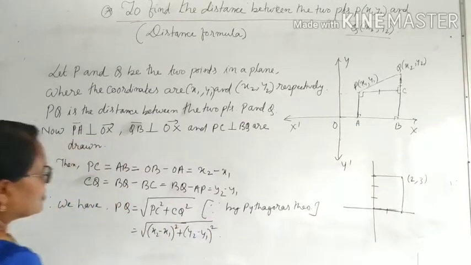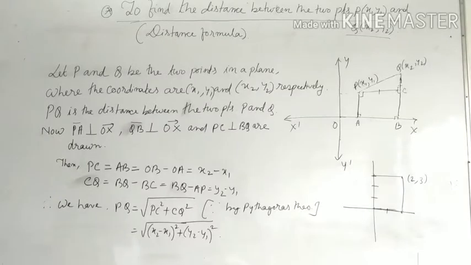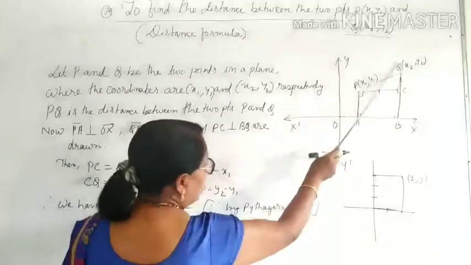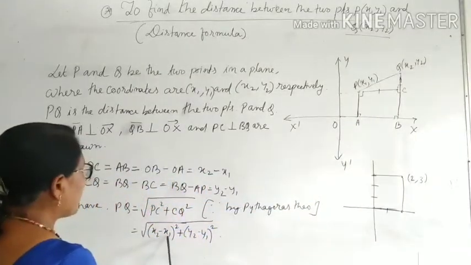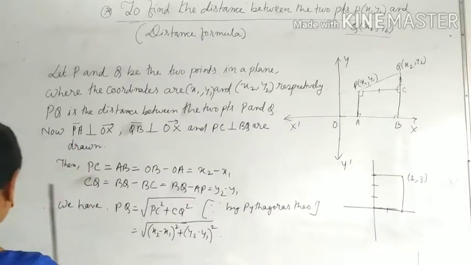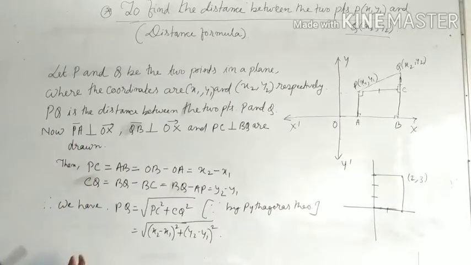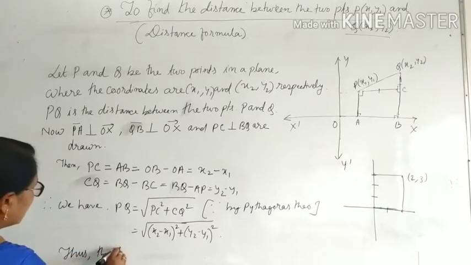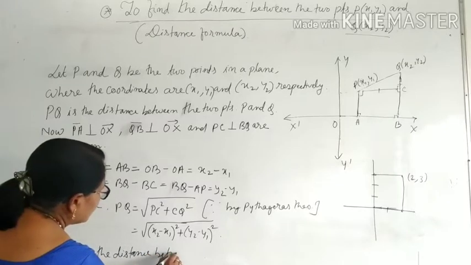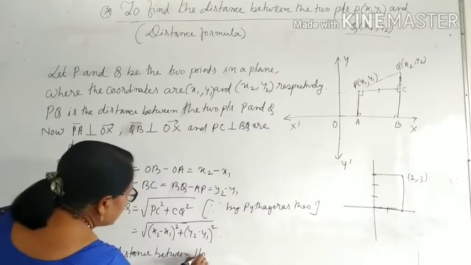This is in the book, the distance formula from high school. The distance between the two points is the square root of x2 minus x1 whole square plus y2 minus y1 whole square. Thus, the distance between the two points.